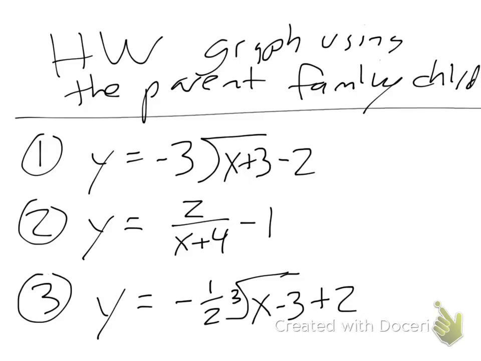So your homework tonight is for the parent, family, child, these 3 graphs on here. First one is a square root, next one's rational, and the third one is a cube root.